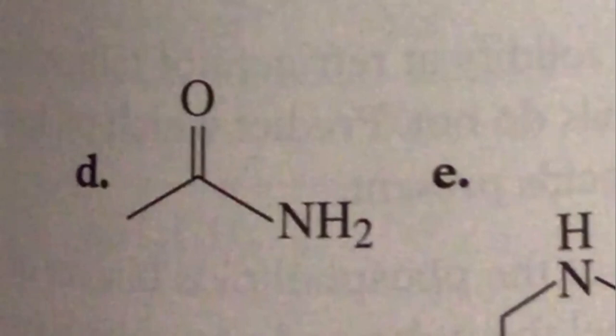Great, that's an amide, okay? Now, when we look at the electronegativity values here, we already know that this is 2.5 for carbon, that this is 3.5 for oxygen. Nitrogen has a value of 3.0.